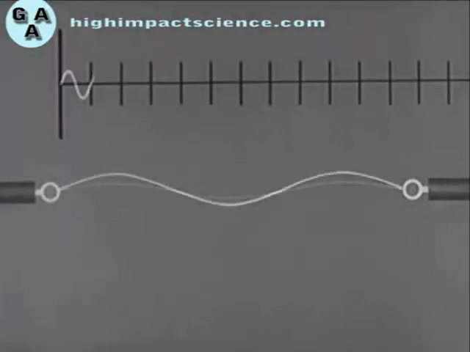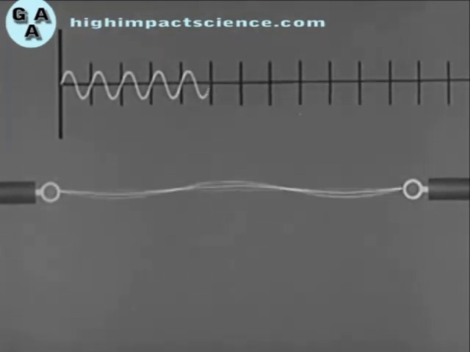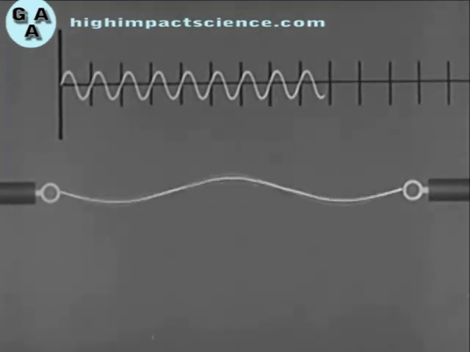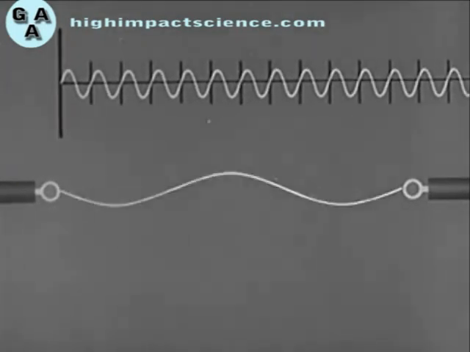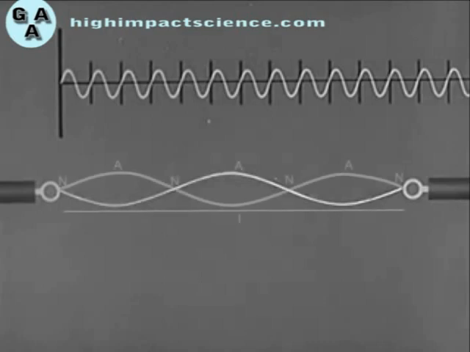Second overtone, or the third harmonic. This is obtained by plucking the string in the middle while touching the string 1/3 of the wave from one end. The waveform obtained is as shown on the screen. L is equal to 3 lambda 2 over 2, where lambda 2 is the wavelength of the second overtone. Lambda 2 is equal to 2L over 3, and hence F2 is equal to 3V over 2L.